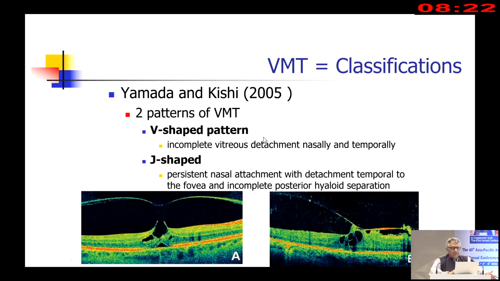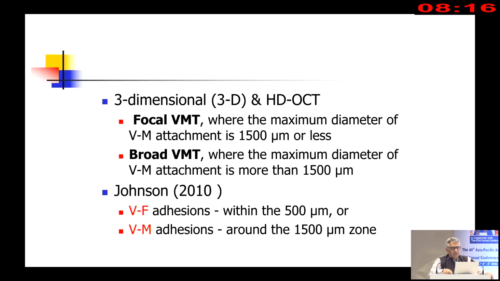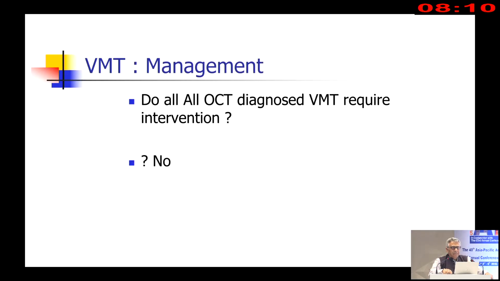So a lot of classifications have been given, which I do not think have much relevance: V shape, J shape, or focal or broad. Because once you go inside, I think you have to remove the entire sheet. The key question for us is, do all these membranes require surgical intervention? Because all surgeries have to be taken with a pinch of salt.